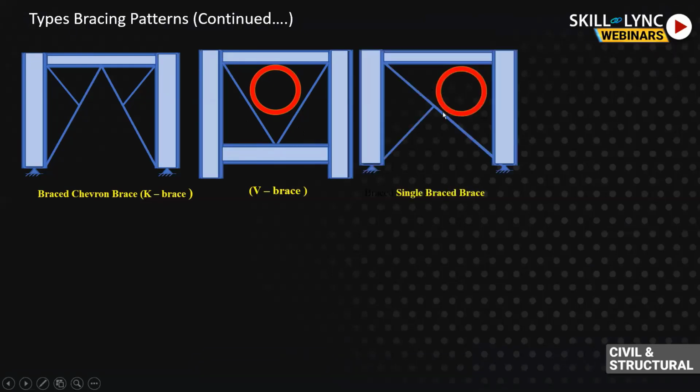Then again, we have a single brace. We have a diagonal blocked. The half upper diagonal is blocked because something is required to pass from here. The passage is required.